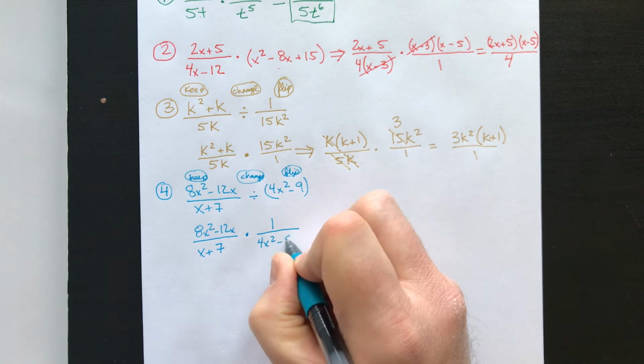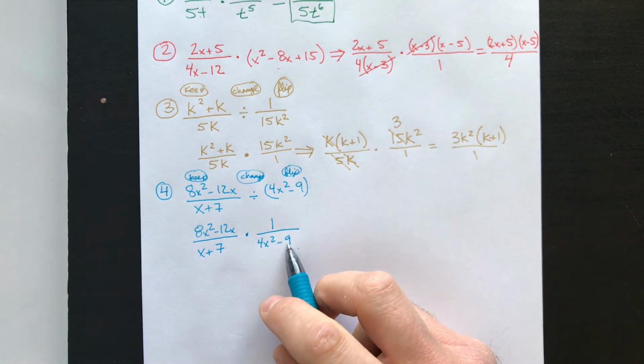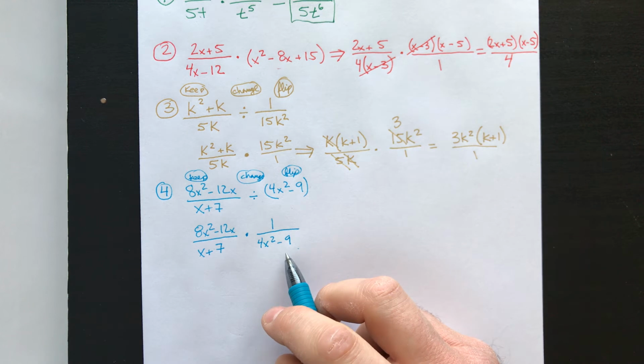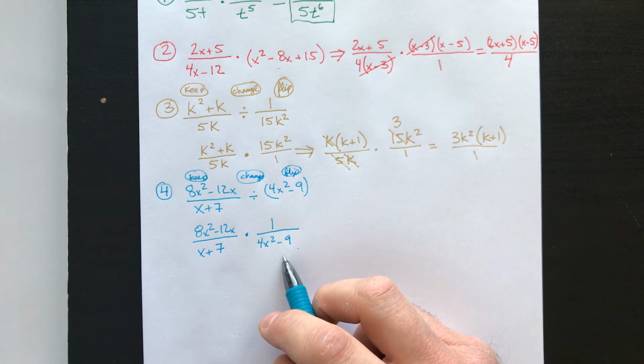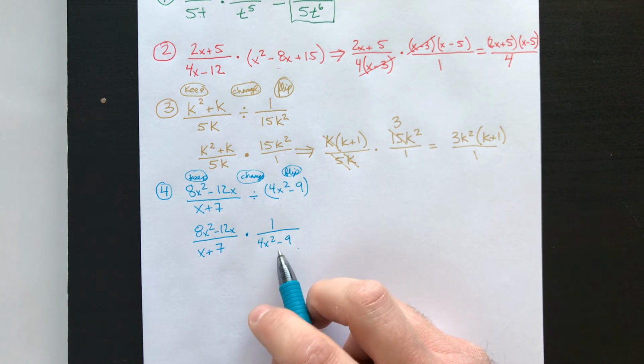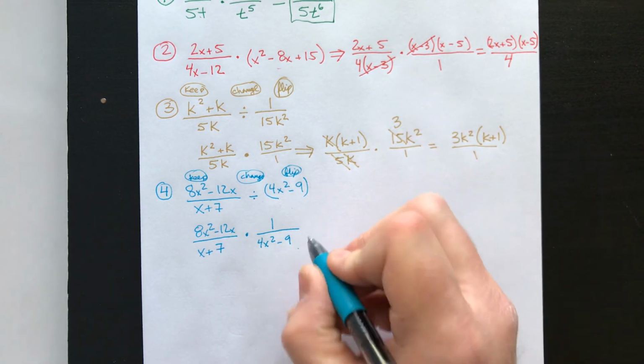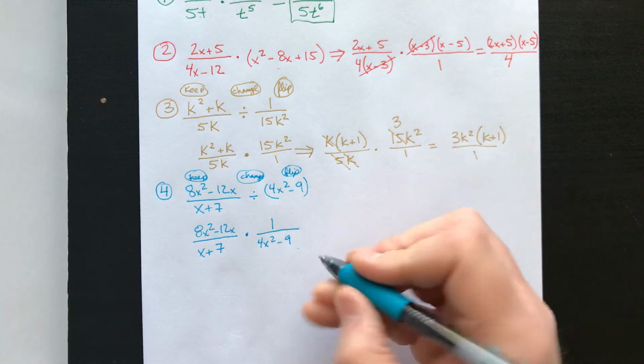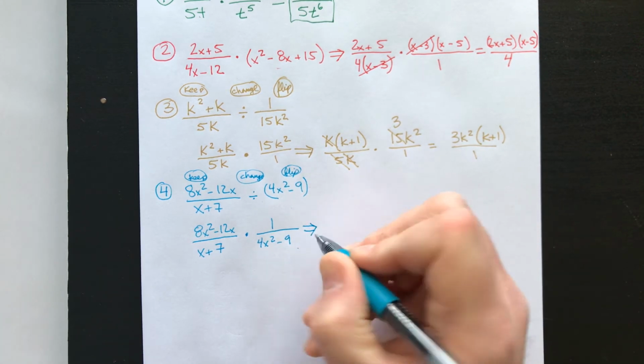4x squared minus 9. You can see where this is going. That's one of those special cases, the factoring special cases. All right, the difference of two squares. So I'll show you how to factor that. It's very easy. I mean, I've already shown you before, but you might have forgotten. All right, so let's factor.